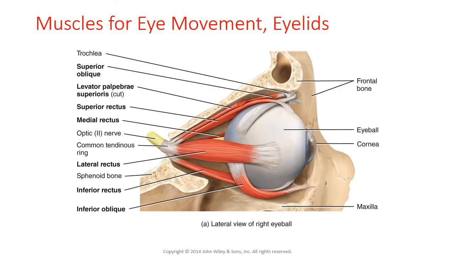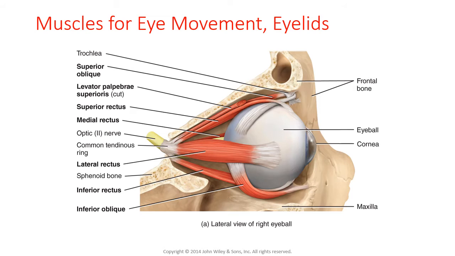Okay, so muscles for eye movement and also the eyelids. There are 6 muscles that move the eye. 4 of the muscles are named as rectus muscles, so thankfully they're in pairs. You have a superior and inferior rectus, you have a medial and a lateral rectus. If it says superior rectus, it pulls the eye upwards, so it looks in the superior direction. Medial will pull it medially, lateral will pull it laterally, inferior will pull it inferiorly.